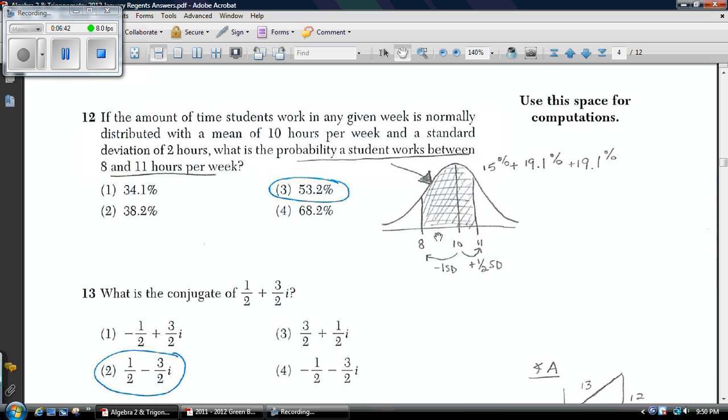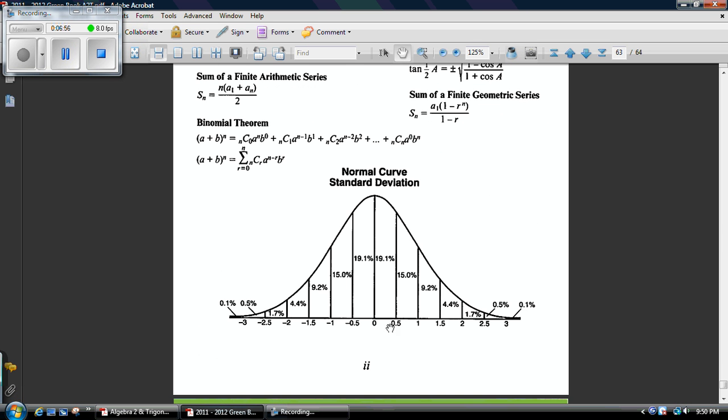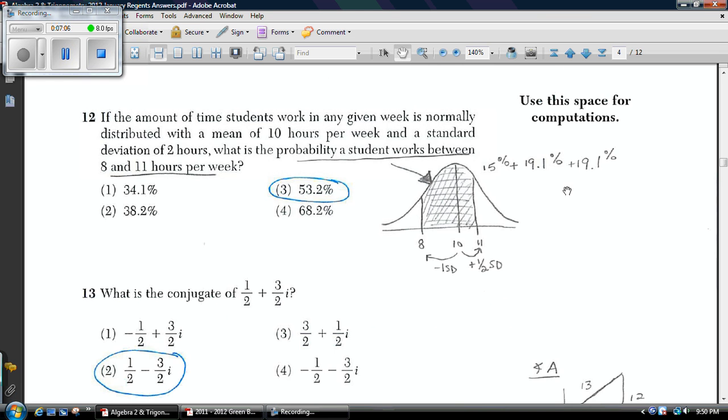Well, 8 is one standard deviation away because it's 2 units from 10. 11 is a half a standard deviation away. And then you just add up the percents. Where did I get those percents from? Right here, right? You are adding one standard deviation away plus another half, right? That's these. That's 15, 19.1, and 19.1 right there.